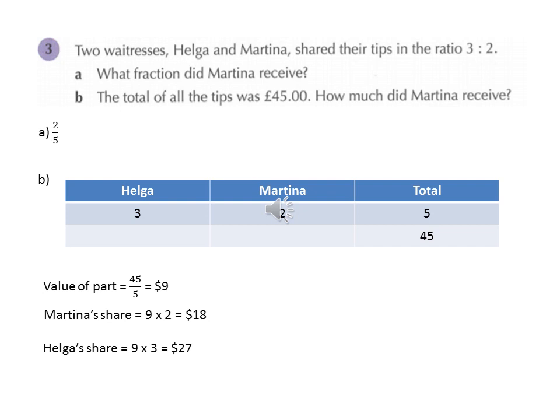And easily we can calculate Martina's share. We multiply the value of a part by the ratio of Martina. So it's 9 times 2 equals 18 pounds. And if you want to go the extra mile, you will get Helga's share, which is 9 times 3, which is 27 pounds.